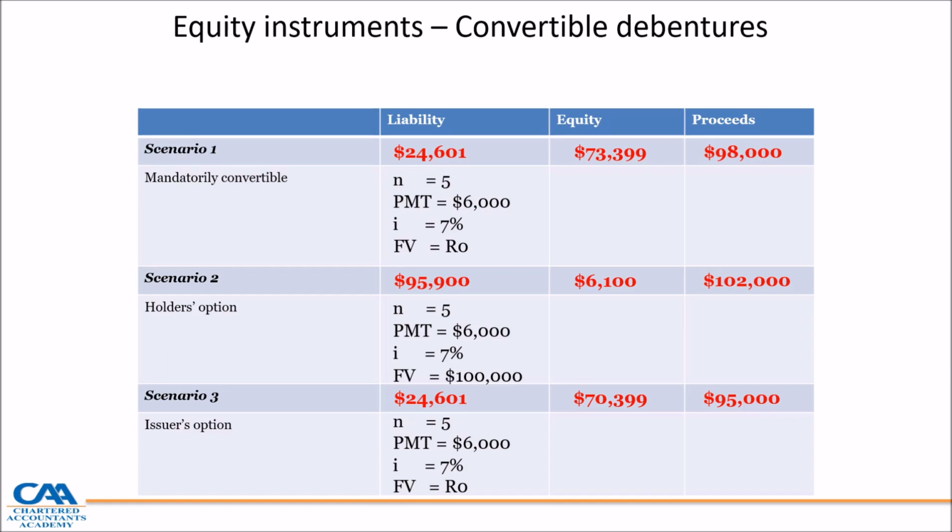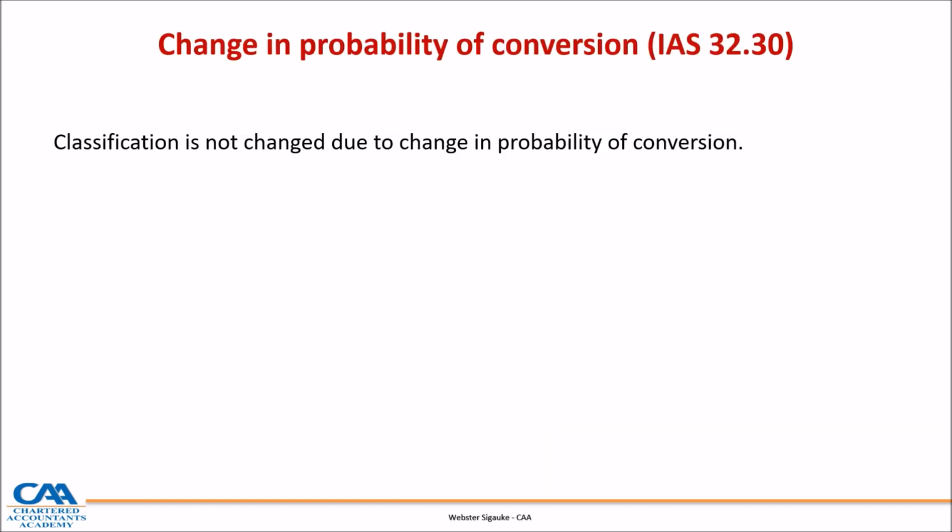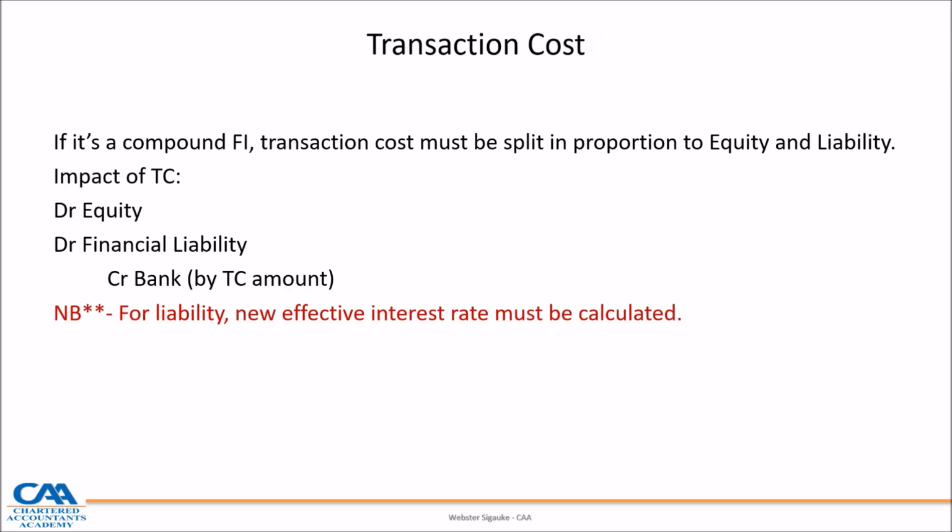So in this case, can you see that in all three scenarios, we have a compound financial instrument measuring the value of the liability? I'm sure you should be able to do this because you know how to compound, and then the equity is just the residual. Please take note that your classification is not changed due to a change in the probability of conversion. So if it's probable that we will convert to equity instruments at the beginning, and at the end you say it's not probable, that will not change how we classify our instruments.